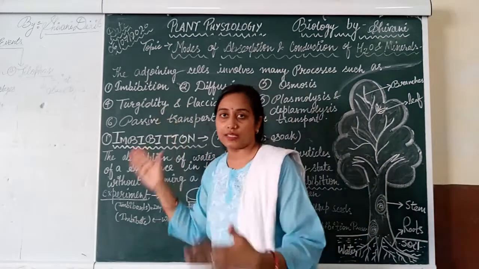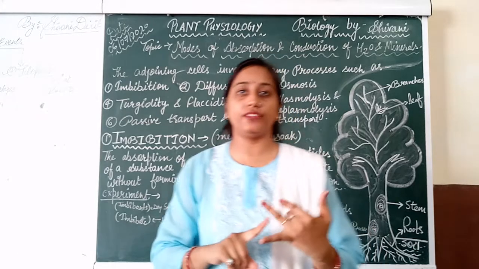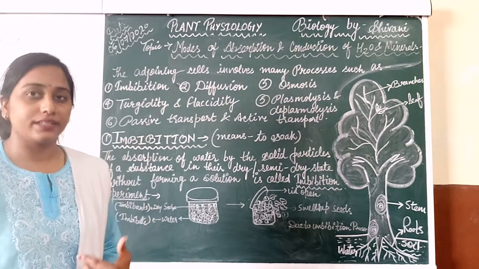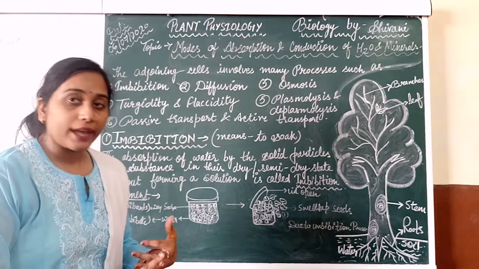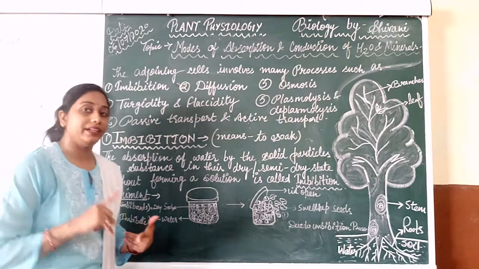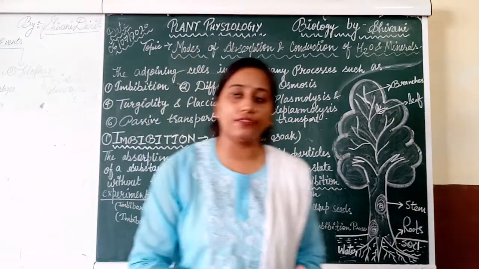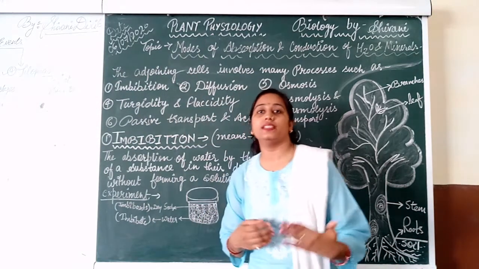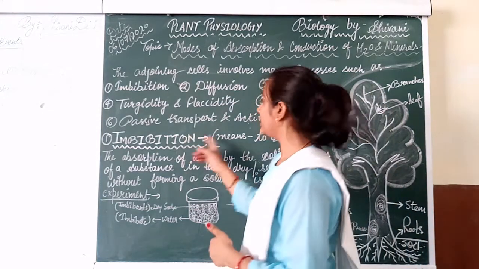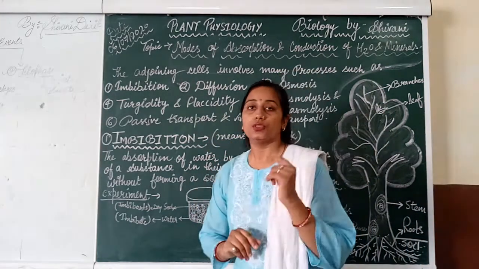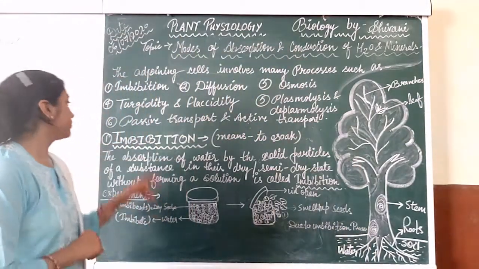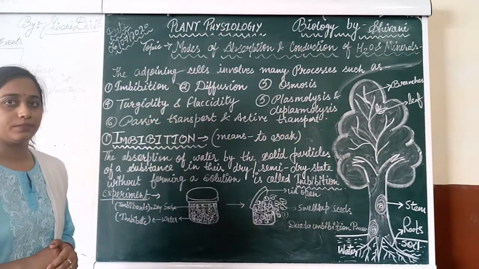These processes are such as imbibition, diffusion, osmosis, turgidity and flaccidity, plasmolysis and deplasmolysis, ascent of sap and descent of sap, active transport as well as passive transport. So one by one we will discuss all these terms, right? So our first term is imbibition, right?